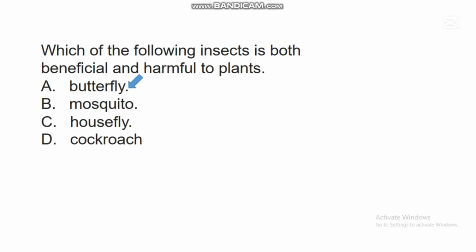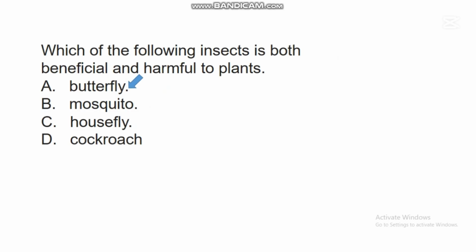Butterfly. Butterfly is an example of an insect that undergoes complete metamorphosis, and studies have shown that the larval stage of this butterfly, called caterpillar, destroys a lot of plants. They feed on the leaves of plants, and when they feed on the leaves of plants, they will destroy that plant. But this butterfly is a beneficial insect because it pollinates flowers of plants.